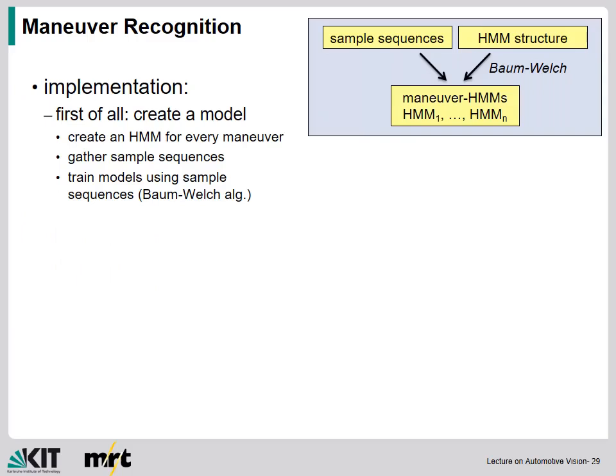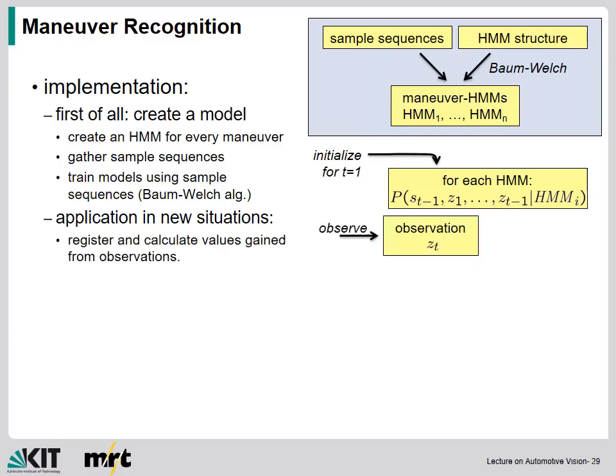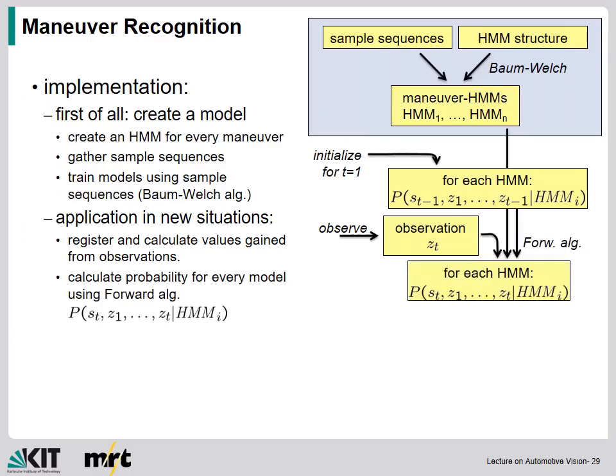Once he did that, he could use those trained models to predict the behavior of others. And that worked as follows. In each situation, for each pair of vehicles that he observed, he was initializing each hidden Markov model for point in time 1. Then he made an observation or a set of observations. Based on that, he was using the forward algorithm and calculated one iteration of the forward algorithm.